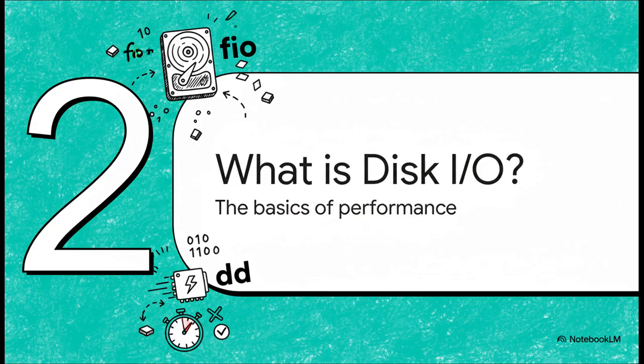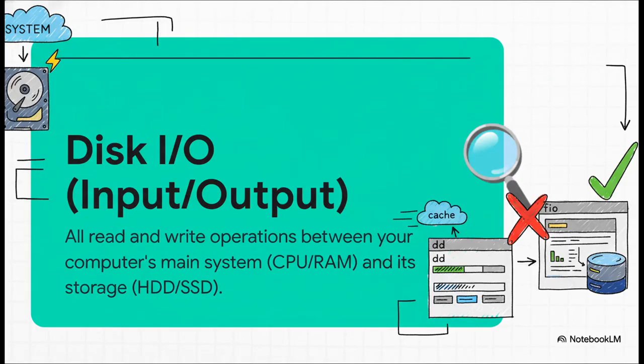But before we even touch the tool, we've got to get on the same page about one key term that's at the heart of all this: disk I/O. So disk I/O is really just all the talking back and forth between your computer's brain, that's the CPU and RAM, and its long-term memory, your hard drive or SSD. And here's the kicker. Your storage is physically way slower than your processor. That communication, that I/O, is almost always the biggest bottleneck. It's what makes a system with a blazing fast CPU feel just frustratingly slow.